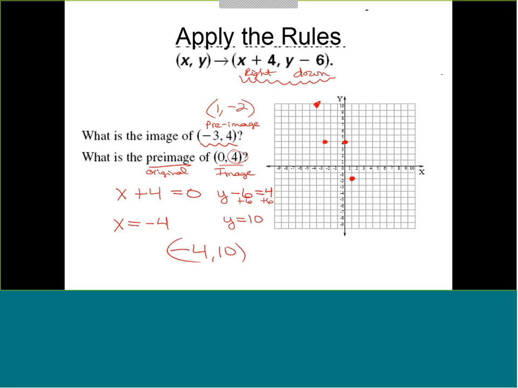Again, this one was just backwards. It's just kind of reversing the rule, trying to get you to think about it in both directions, forwards and back.